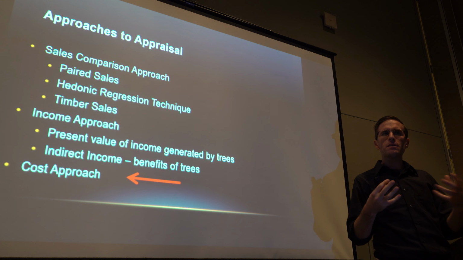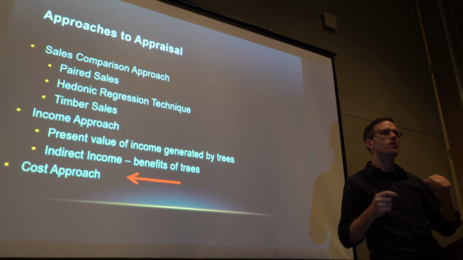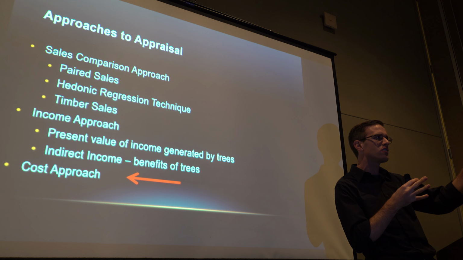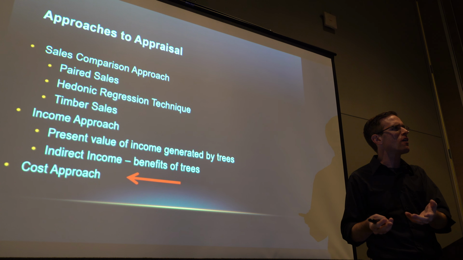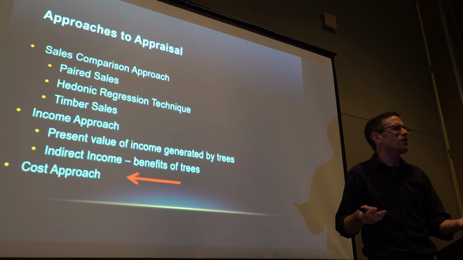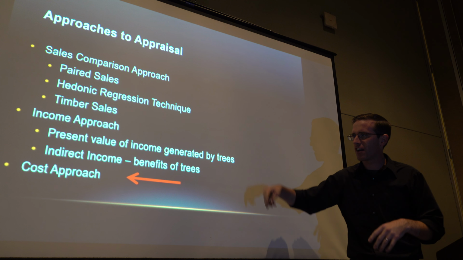The income approach can be used in an agricultural setting, like if you're asking what's the present value of the future expected peaches I'm going to sell. But for an amenity tree, like a pine tree in Mrs. Jones's front yard, it's a little difficult. How do you say what the present value of those benefits is? So again, it's less commonly used.